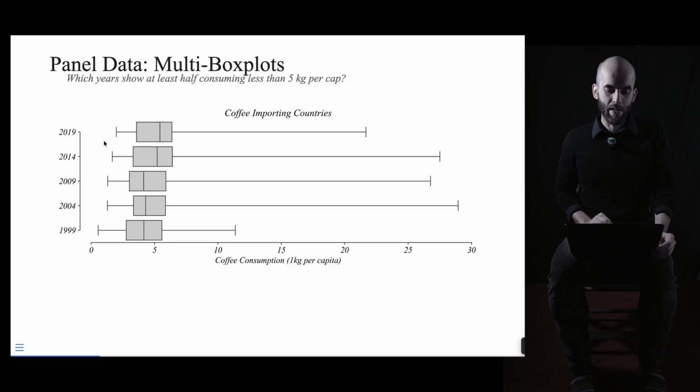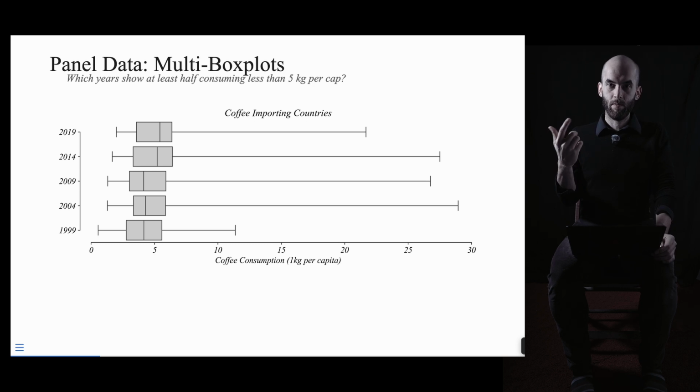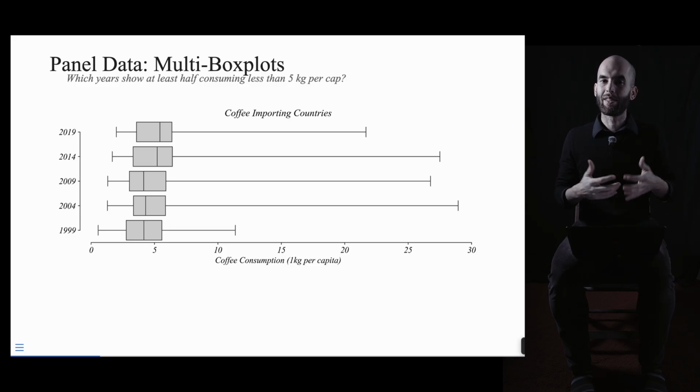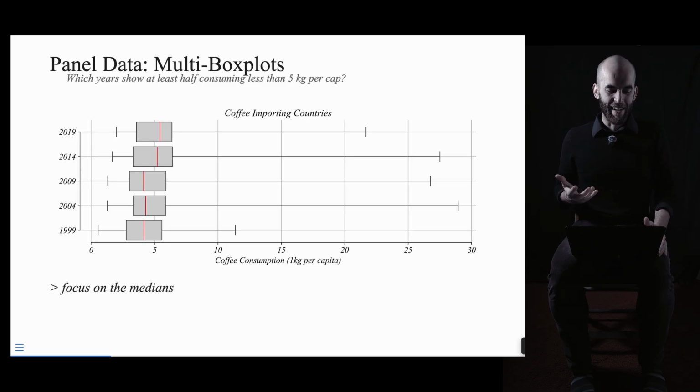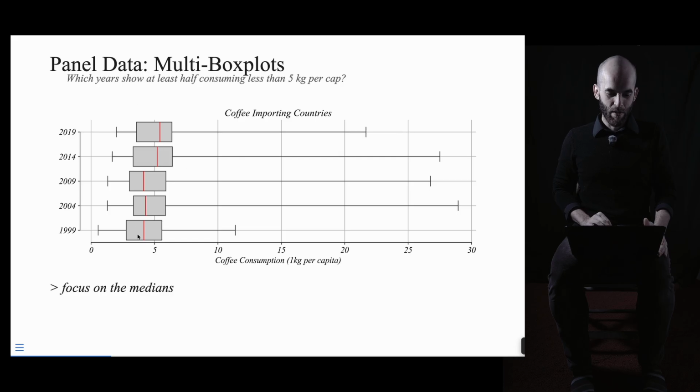So one question we could ask of these box plots is which years show at least half of the countries consuming less than 5 kilograms per capita. These are the kinds of questions we can ask of box plots because we observe quartiles. So I'm just going to talk through how I would think about answering this question. Firstly, I would look for the medians. We're asking a question about at least half. And then I would look for the 5 kilogram per capita line vertically.